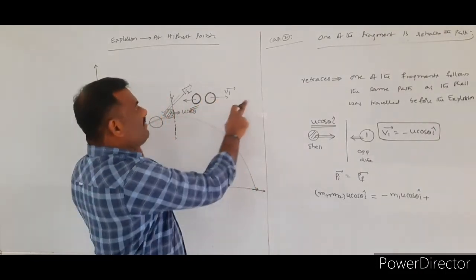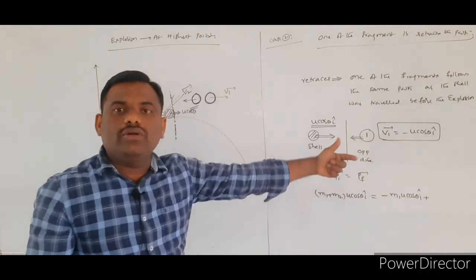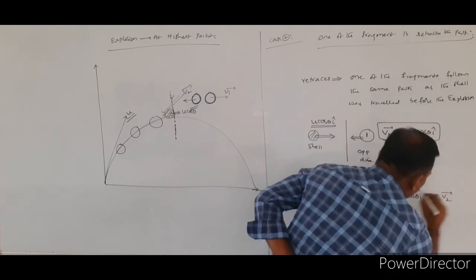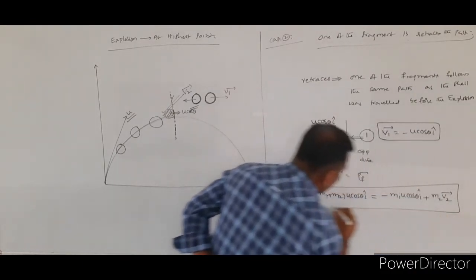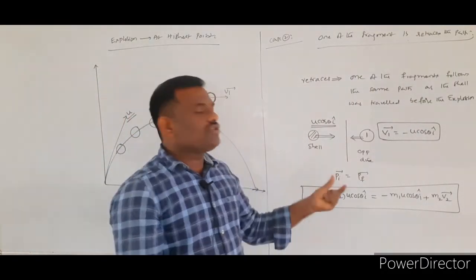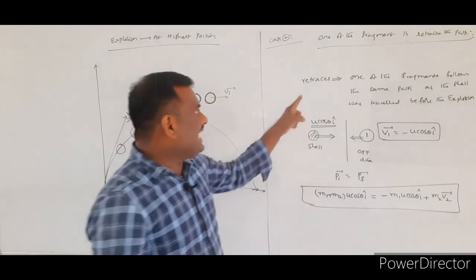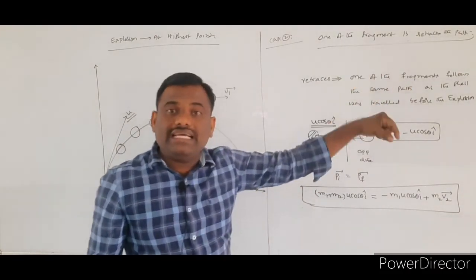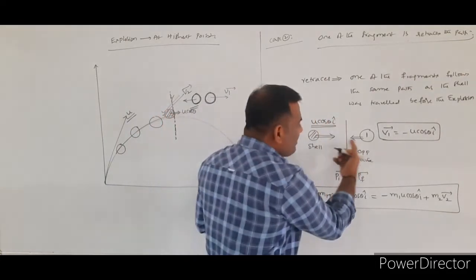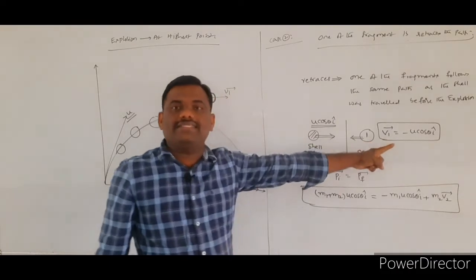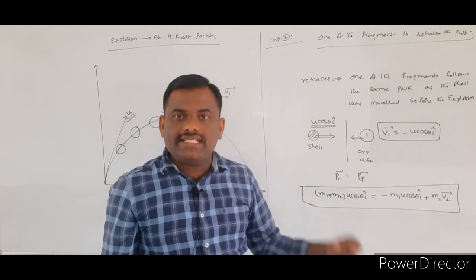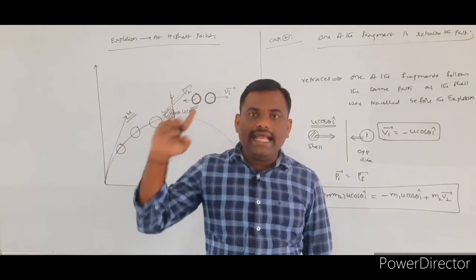In this case, we don't know the direction of v2, so simply we put m2 into v2 bar. So this is the case when a shell explodes and one of the fragments retraces its path. What is the meaning of retracing? It is traveling along the same path in the opposite direction, and its velocity is equal to minus u cos theta into i cap. So this is case 2 in the case of the explosion at the highest point.